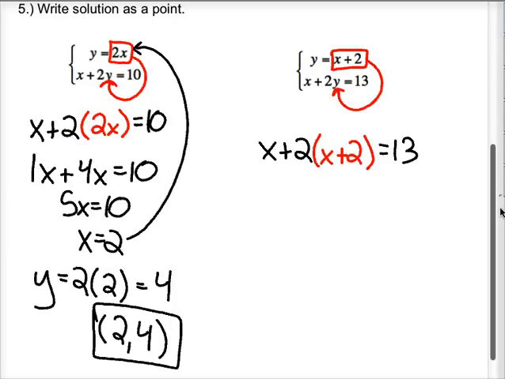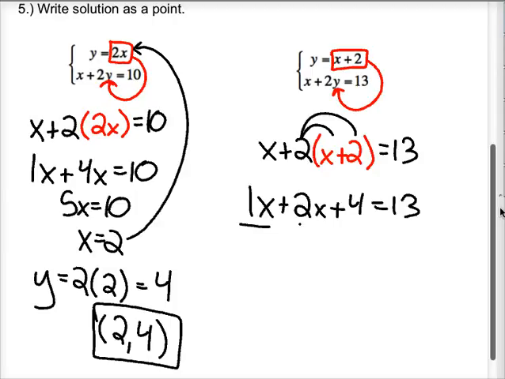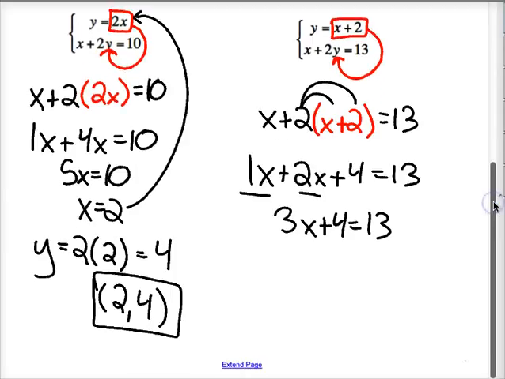All right, and now again, I need to clean this up. Well, again, cleaning this up is going to mean distributing. So 2x plus 4. Combining like terms, well, 1x and 2x is going to give me 3x. Subtract 4 from both sides, so 3x equals 9. Divide by 3, so that'll give me an x of 3.